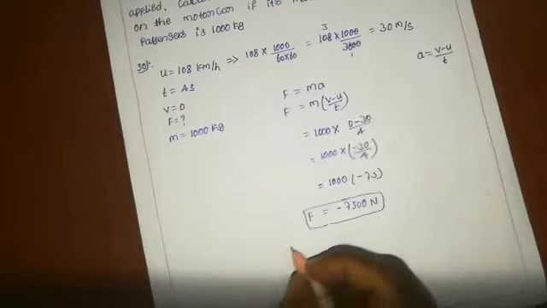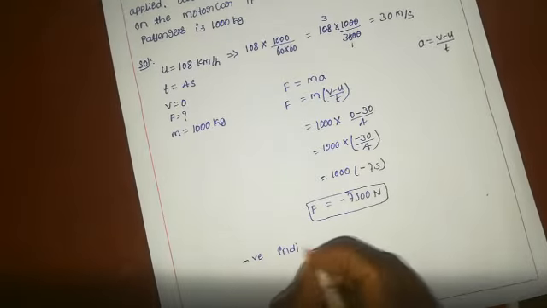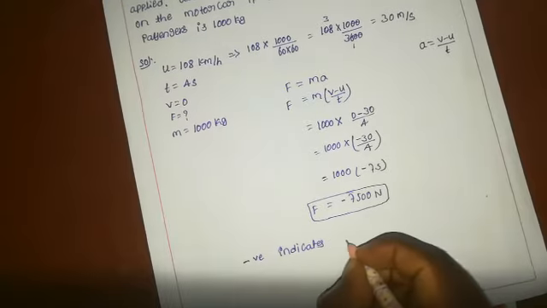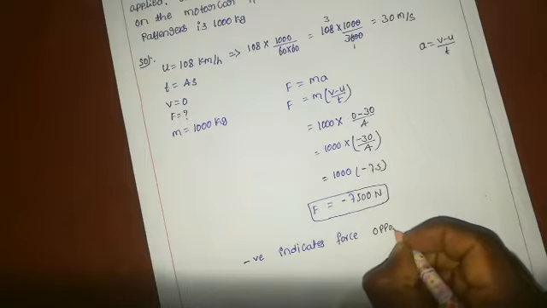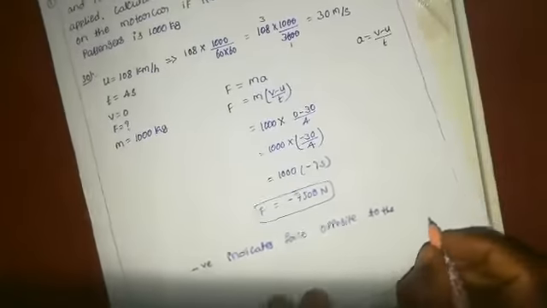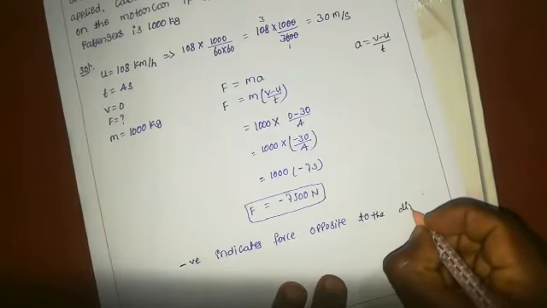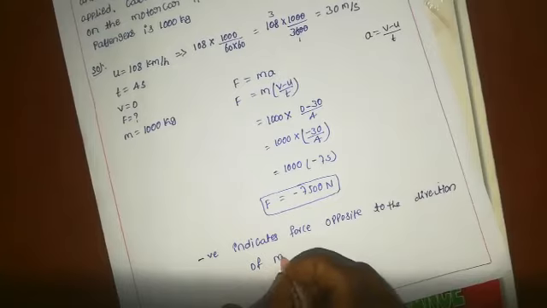Then here, negative sign. What does the negative sign indicate? The negative sign indicates the force is opposite to the direction of motion.